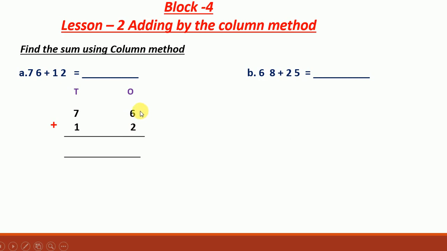The given number, there are 6 ones, and then we have 2 ones. Add the number 6 and 2. 6 plus 2, what are you getting here? Yes, 6 plus 2 is 8. 8 is a 1-digit number.